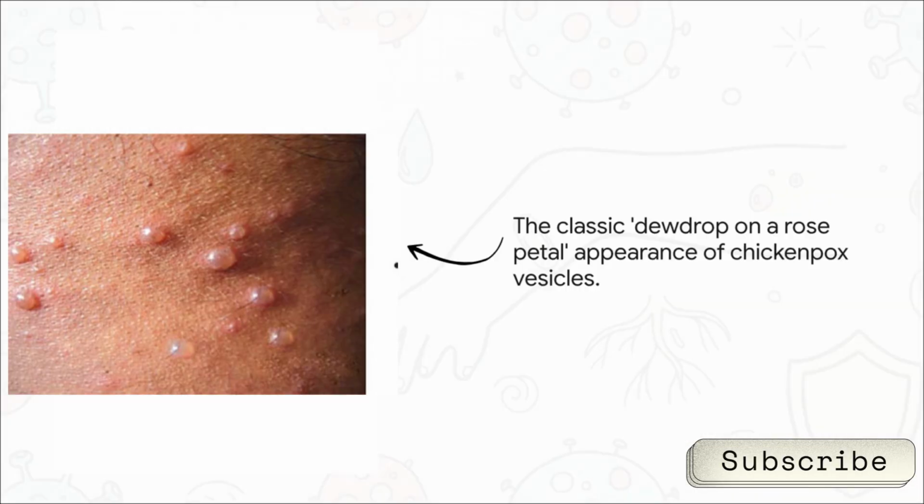And this is exactly what we're talking about. Look at that image. You can perfectly see the clear vesicle, that's the dewdrop, sitting right on top of a red, inflamed base, which is the rose petal. Burn this image into your brain, because it's the classic textbook picture of a chickenpox lesion.